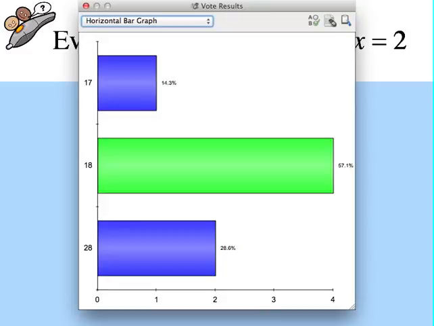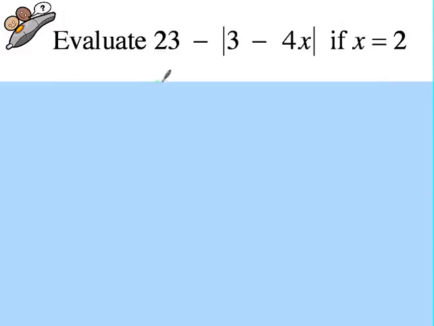Okay, the answer is 18. So let's go through. We should have ended up getting 23 minus the absolute value of negative 5, because it came out to be 3 minus 8, right? So I know that the absolute value of negative 5 is just 5. So if I take 23 minus 5, I get 18.